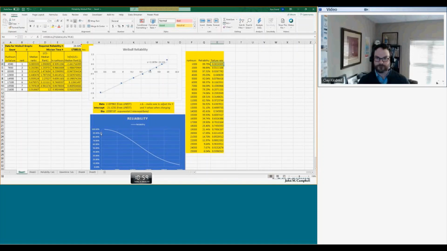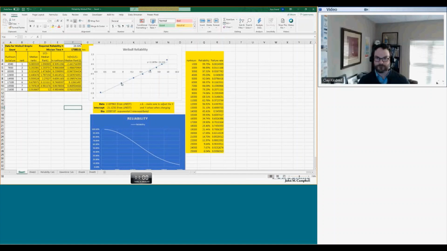This is a spreadsheet showing exactly the same data, and I pulled the graphs from here. So these are the run hours to failure. I've ranked them here, and up here you can see what the calculation is. Remember, i minus 0.3 divided by n plus 0.4. That gives me the median rank. I calculate 1 over 1 minus the median rank. I take a log of the run hours, and a log of that 1 over 1 minus the median rank, and what I'm doing is graphing these two.